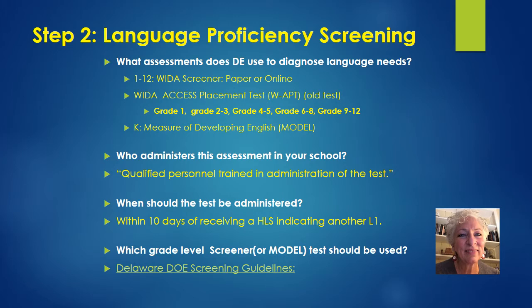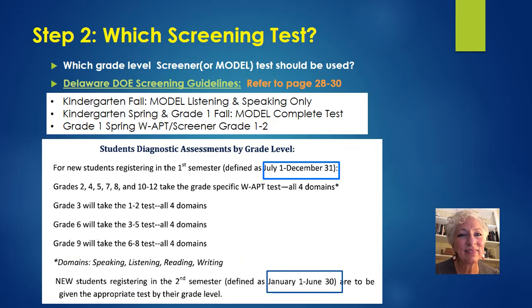So which grade level screener or model test should be used? This can be a little confusing, but the guidelines are pretty clearly spelled out in the DOE guidebook, and it really has to do with whether it is fall of the school year or spring of the school year, because of the articulations of the different grade levels of the screeners.